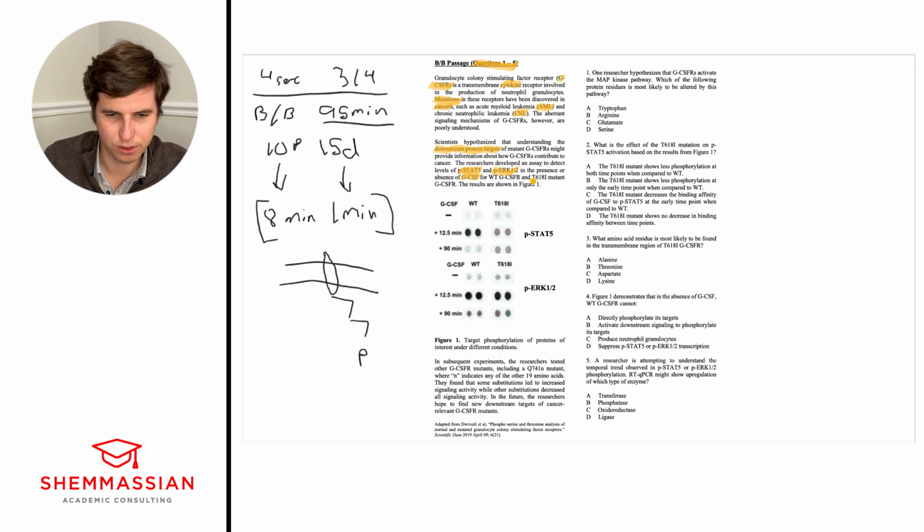And then T618I mutant GCSFR. Okay, so this format, T618I, is a very common format that we see a lot on the MCAT. So I'm going to write it down here. But if we have G, or no, we don't have G. Let's erase that.